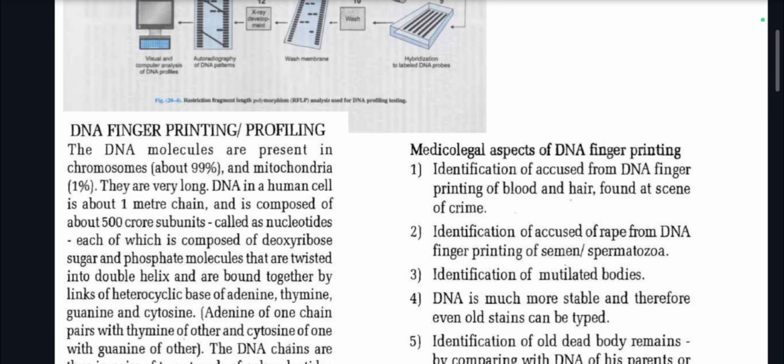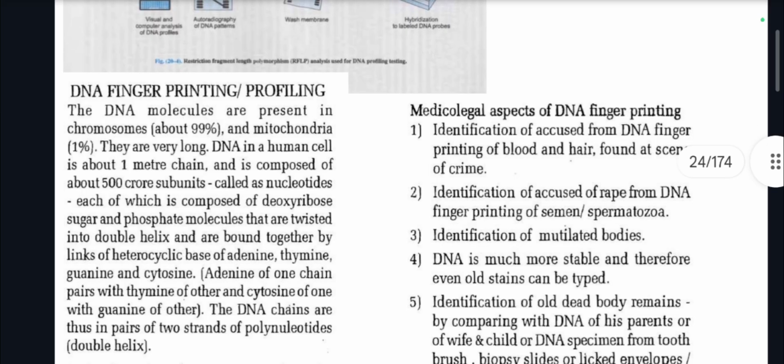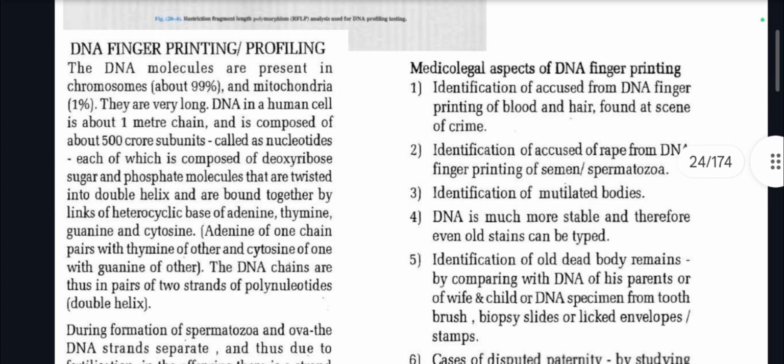DNA fingerprinting is also called DNA finger profiling. The DNA molecules are present in chromosomes about 99% and mitochondria 1%. They are very long. DNA in a human cell is about 1 meter chain and is composed of about 500 crore subunits called nucleotides, each of which is composed of deoxyribose sugar and phosphate molecules that are twisted into a double helix and are bound together by links of heterocyclic bases of adenine, thymine, guanine and cytosine. Adenine of one chain pairs with thymine of the other and cytosine of one with guanine of the other.